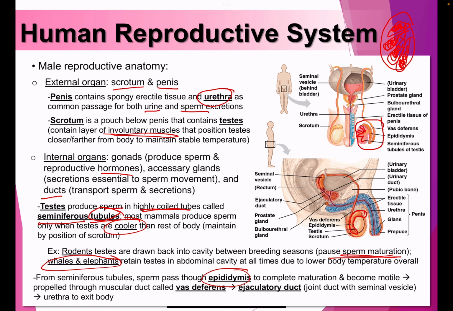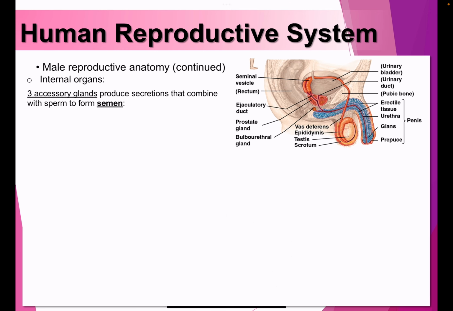The three glands that I'm talking about are the seminal vesicle, prostate gland, and the bulbourethral gland. As sperm is traveling through all these places, it's getting a squirt from the seminal vesicle, and then some secretion from the prostate, and then some secretion from the bulbourethral glands until it makes it out of the body. All right, and then here are the three accessory glands, and what exactly do they do?